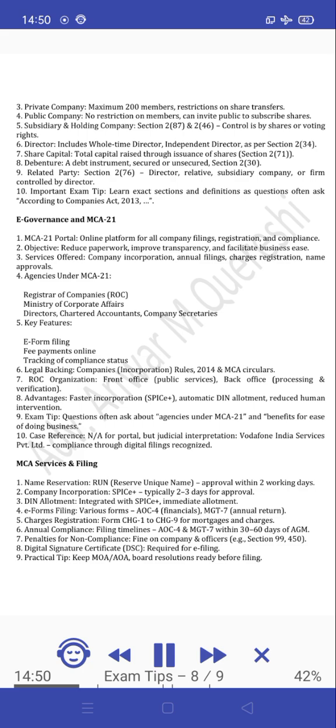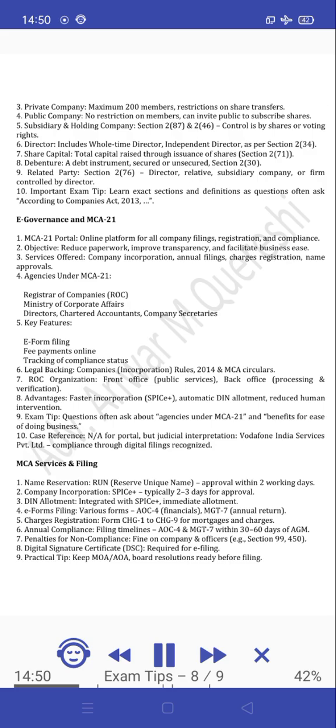5. Subsidiary and holding company. Section 2(87) and 2(46). Control is by shares or voting rights. 6. Director. Includes whole-time director, independent director, as per section 2(34). 7. Share capital. Total capital raised through issuance of shares, section 2(71). 8. Debenture. A debt instrument, secured or unsecured, section 2(30). 9. Related party. Section 2(76). Director, relative, subsidiary company, or firm controlled by a director.